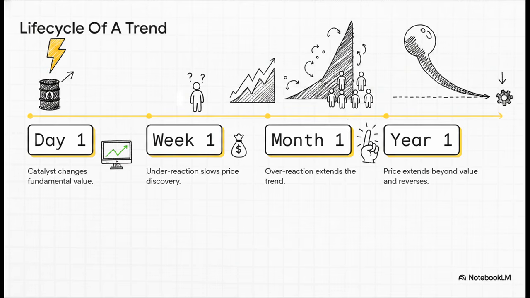As the price slowly starts drifting, a managed futures algorithm starts buying in. Then the trend explodes through herding. Other traders see the price moving, they pile in, confirmation bias kicks in, and the market totally overreacts. Eventually, the price extends way beyond its actual fundamental value, the trend dies, and the price reverses.